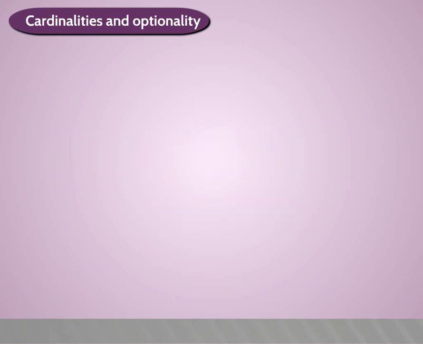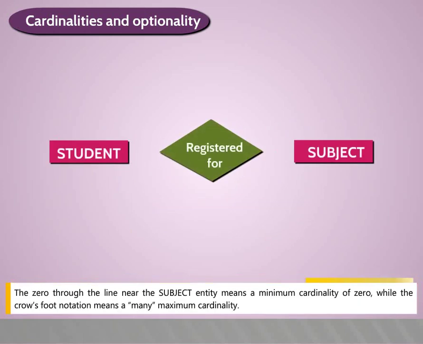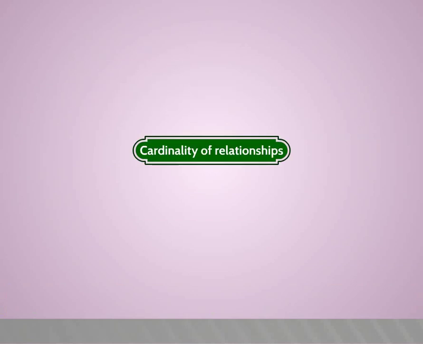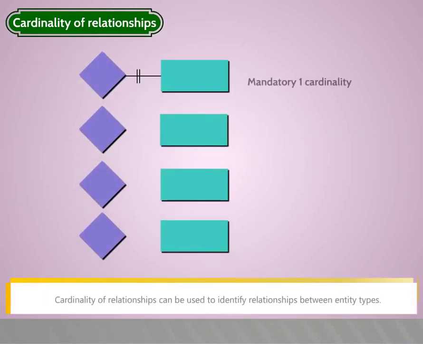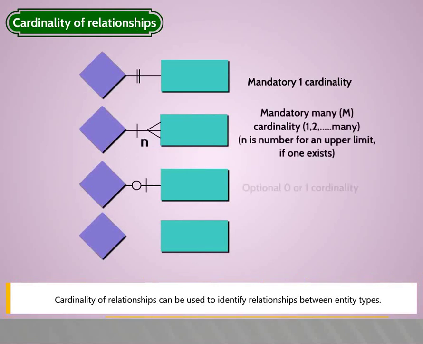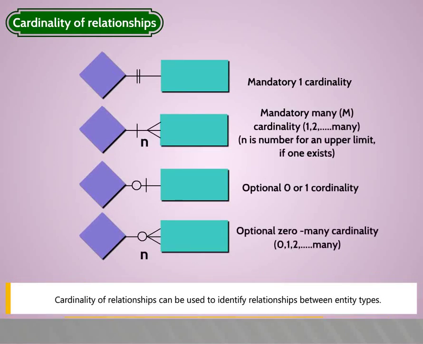The modified ER diagram: the 0 through the line near the subject entity means a minimum cardinality of 0, while the crow's foot notation means a many maximum cardinality. Cardinality of relationships. Cardinality of relationships can be used to identify relationships between entity types.